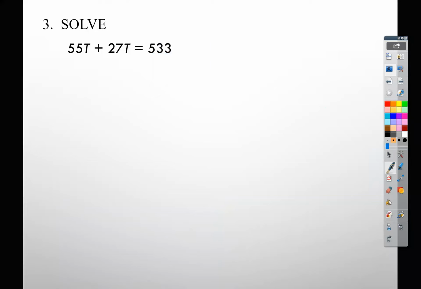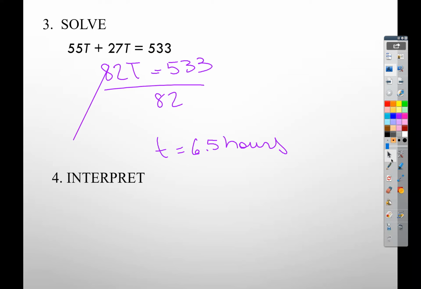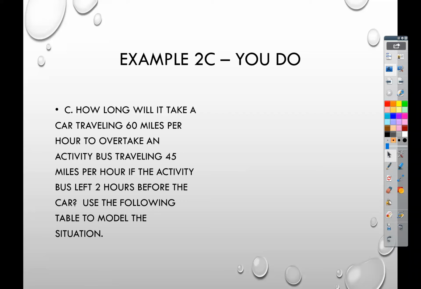So if I do this, then all I have to do is add 55 plus 27. And what do I get? I should get 82. Yep. 82t equals 533. And then I just divide both sides by 82. And I get the time is 6.5 hours. And that's how long they have to travel before they meet up. There you go.